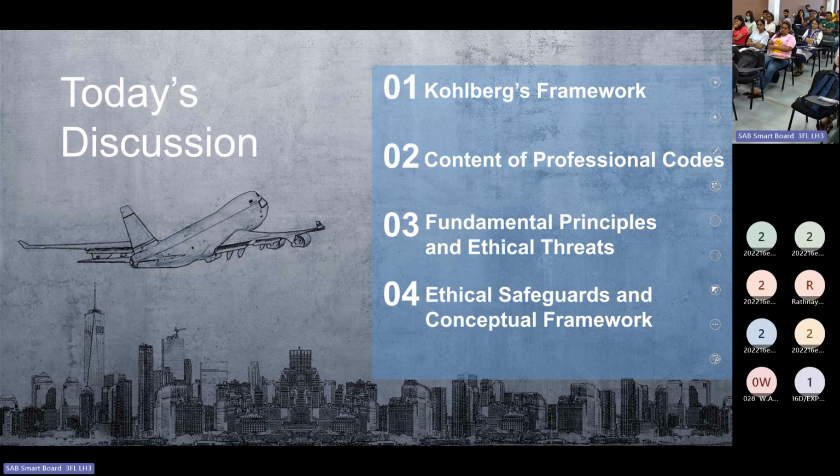Next we discuss how the content of professional codes is built. Then fundamental principles, as professional people, what kind of fundamental principles we need to follow, and what kind of ethical threats we have. When you are performing our job, we will have some ethical threats, right? So when the ethical threats come, what kind of things do we have to do to escape from the ethical threats? Okay. So that is the outline we are going to discuss today.